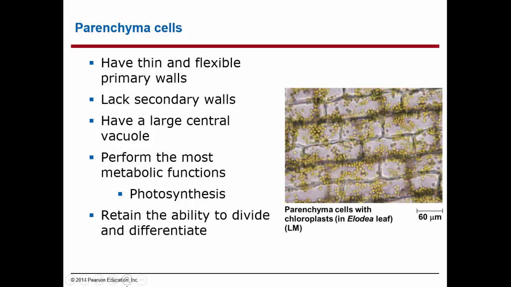So try to think for a moment, what tissue types would parenchyma cells be the most abundant in? If you said ground tissue, you're correct. Remember that most of the photosynthesis in a cell takes place in the ground tissue.